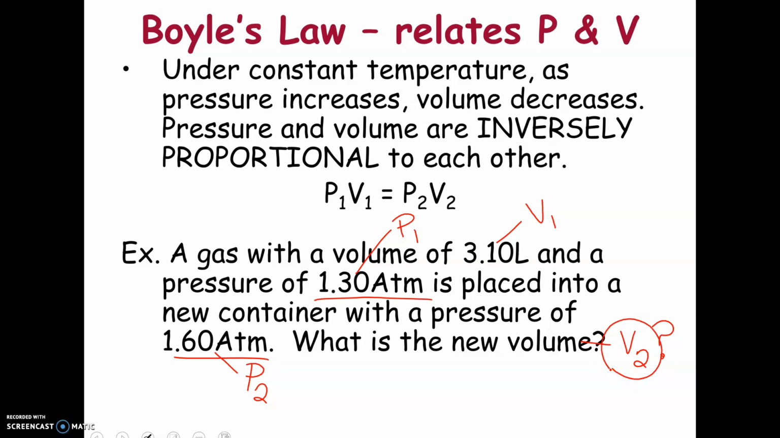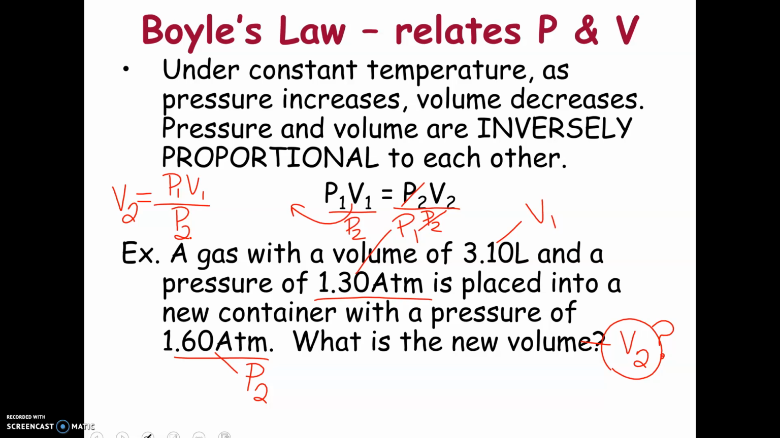So now that we've identified our variables, what we want to do is manipulate our formula so that we're solving for V2. So if I divide both sides by P2, then I would be solving for V2. So my new formula is going to look like this. V2 would be equal to P1 times V1 over P2. So now we just plug in our numbers.